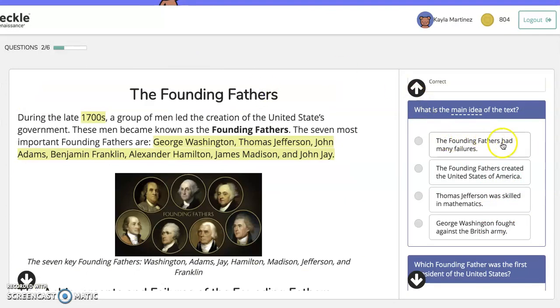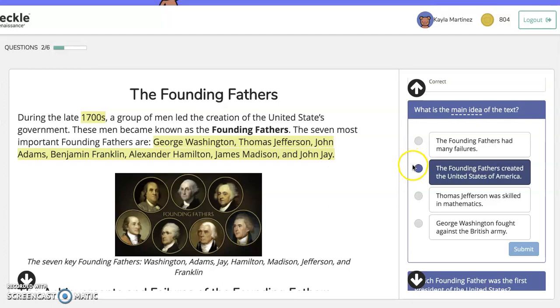Are we only talking about their failures? Are we only talking about how they're creating America? Are we only talking about Thomas Jefferson being skilled at math? Are we only talking about George Washington fighting against the army? Which one? Yeah, we're talking about the founding fathers creating America. Yes, their failures did get brought up, but that's not what all of this is about. I didn't know that he was skilled in math, and we didn't talk a lot about him fighting in the army.